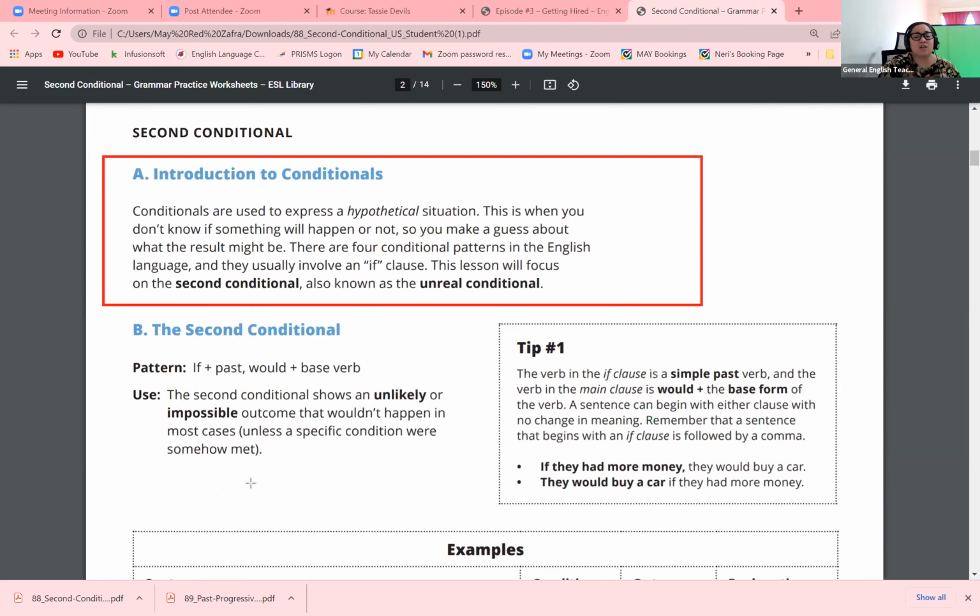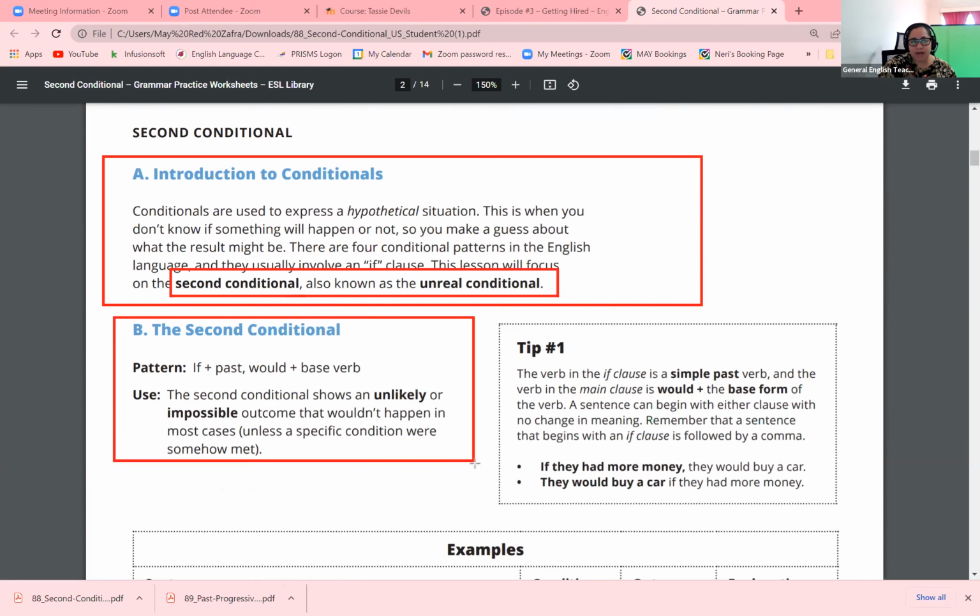All right, beautiful. So as I said, there are four conditional patterns: the zero, the first, the second, and the third conditionals. And today we are going to talk about the second conditional, which is the impossible or unreal conditional. Okay. So let's have a look at the pattern of the second conditional. Mahachi, can you please read?